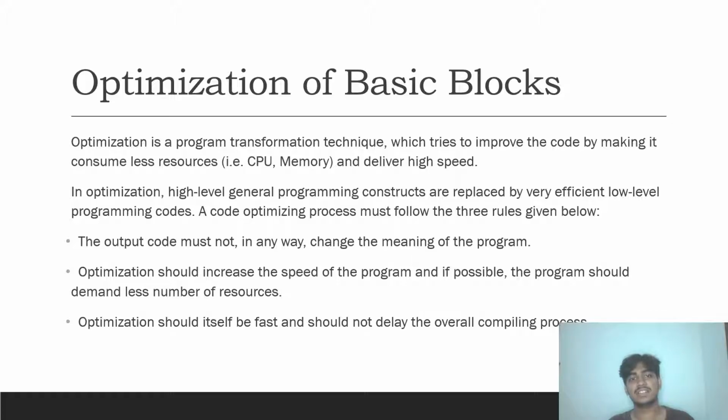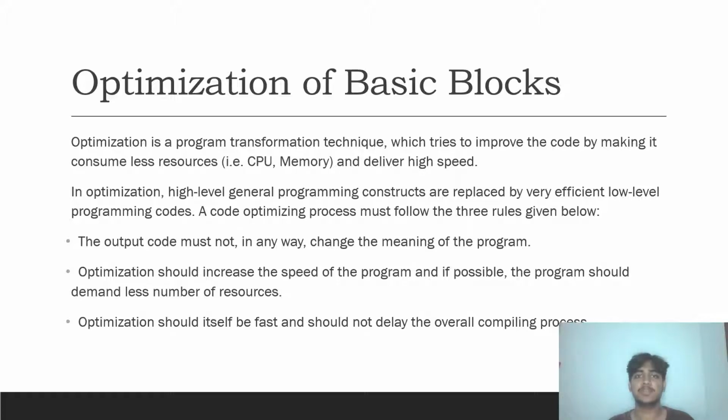So the general consensus is that by optimization, a high-level general programming language is replaced by a very efficient low-level language which is easily understood by your compiler and your processor. Your code optimization should follow three rules. Basically, your output code should not change the meaning of the program which is written initially.